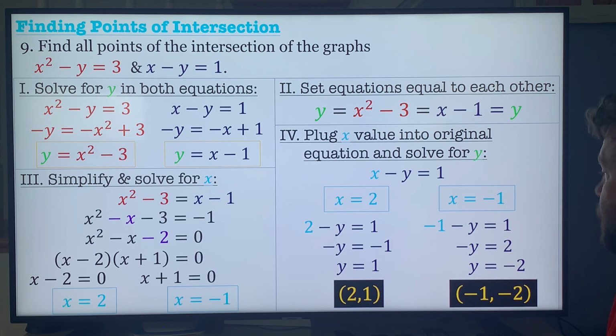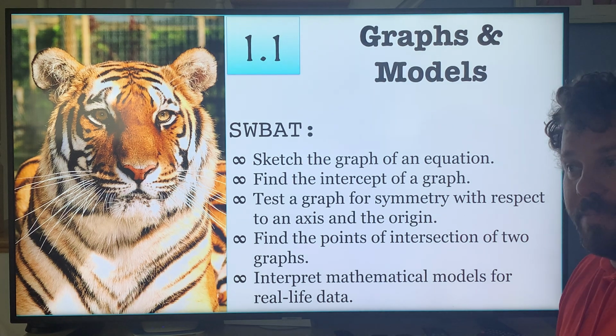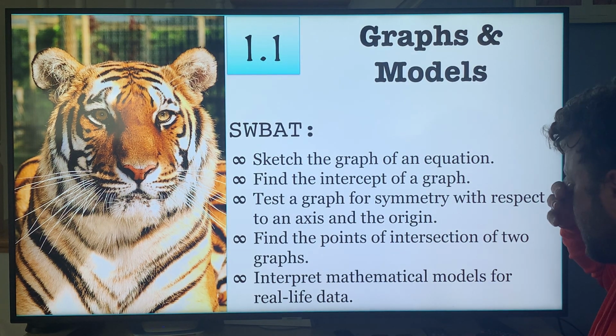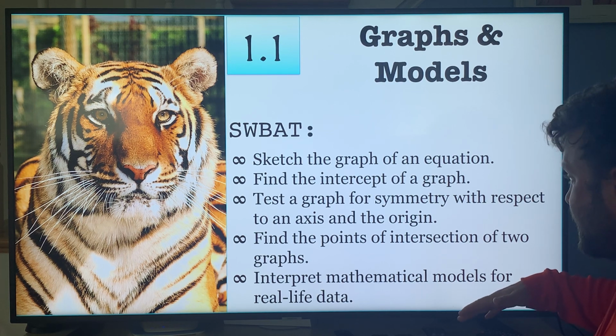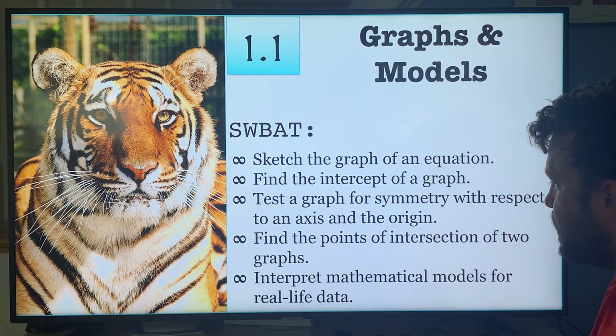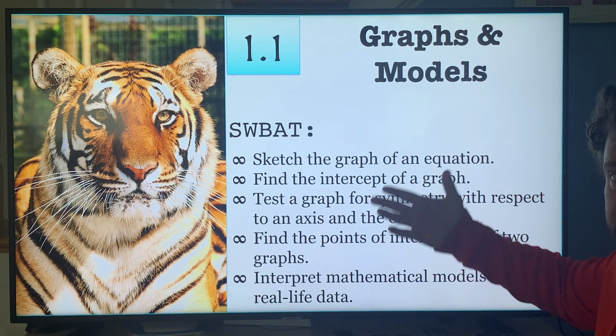Got it? Ready to do another one? We're almost done. Oh, actually, we are done. So that's the lesson. Hopefully, you use all this stuff. Interpret mathematical data, we're going to get to that later on. That's the only thing we really didn't do. It's not coming up in the new lessons, but you should be able to sketch the graphs and all this work.